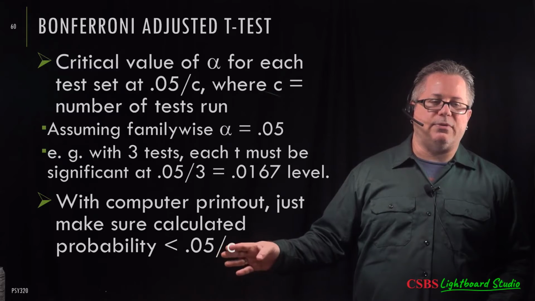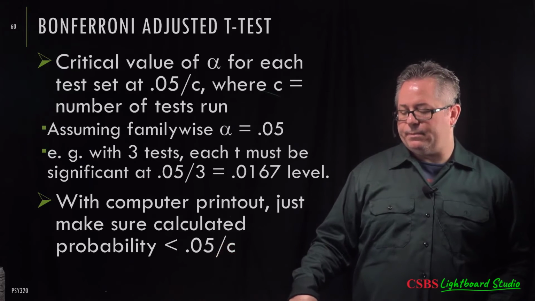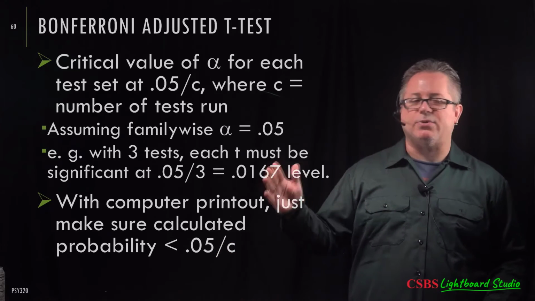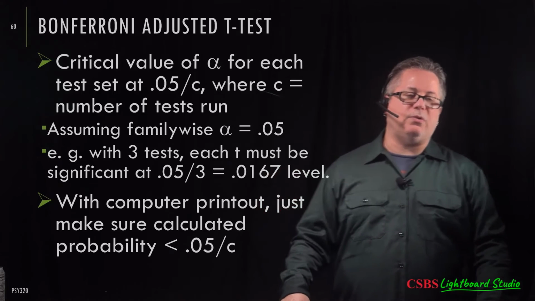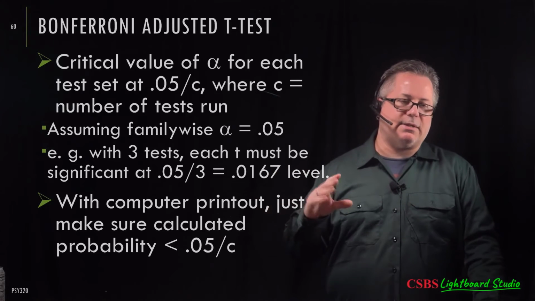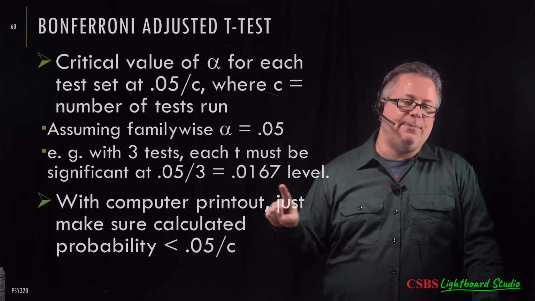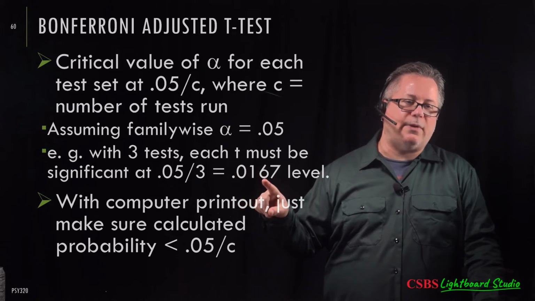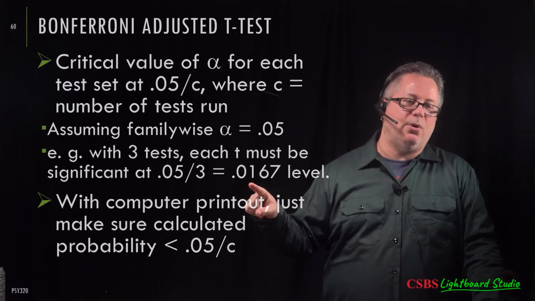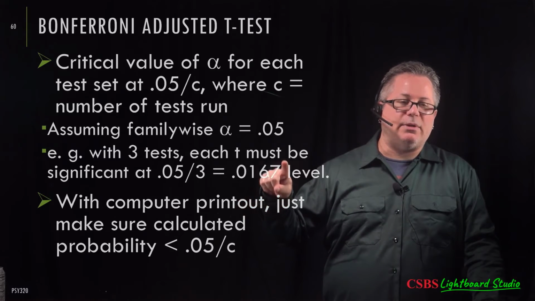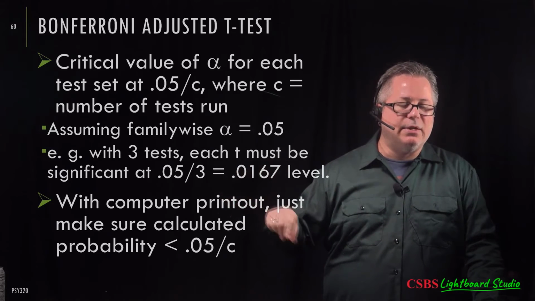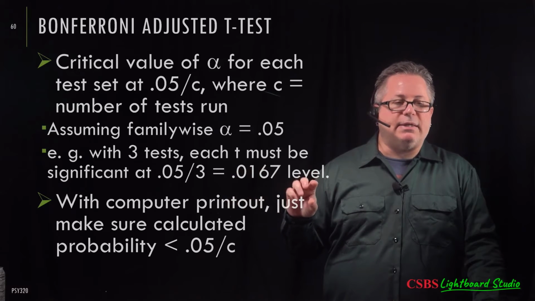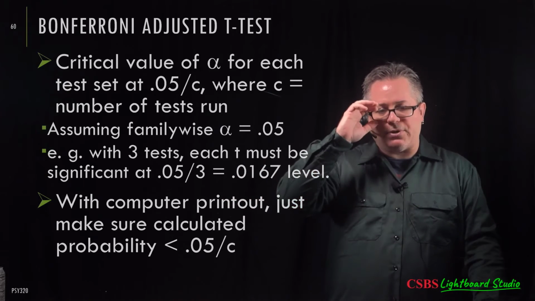So if you're doing this through SPSS or R or SAS or any program, you can just look at the printout for each t-test and see if the significance level is smaller than this. So if you get a 0.005 or a 0.015 or something, it's less than this level, then that t-test is significant with a Bonferroni correction.